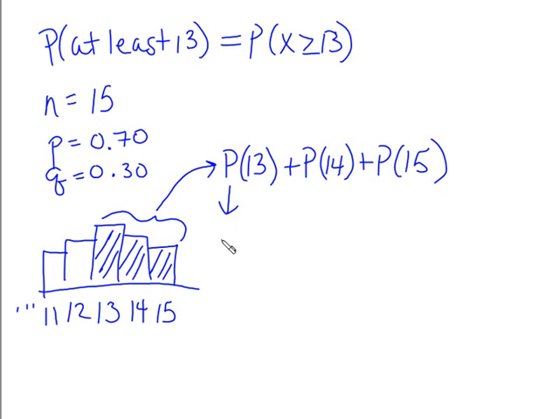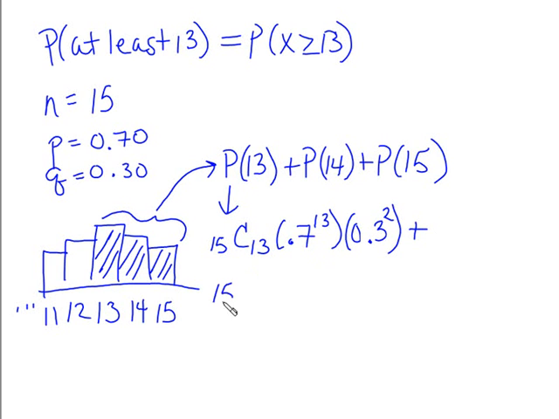You would take, for the probability of 13, a total of 15. We want 13, the given probability of success being 70% for the 13, and then the probability of failure being 30% for the remaining 2. Remember, there's a total of 15. We would take that and add that to 14, and again, the given probability of success being 70%, probability of failure 30%, with just 1.